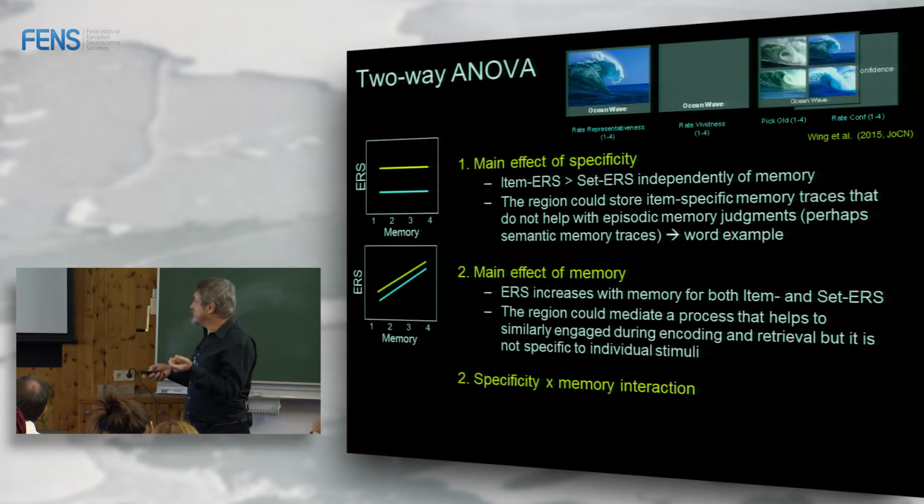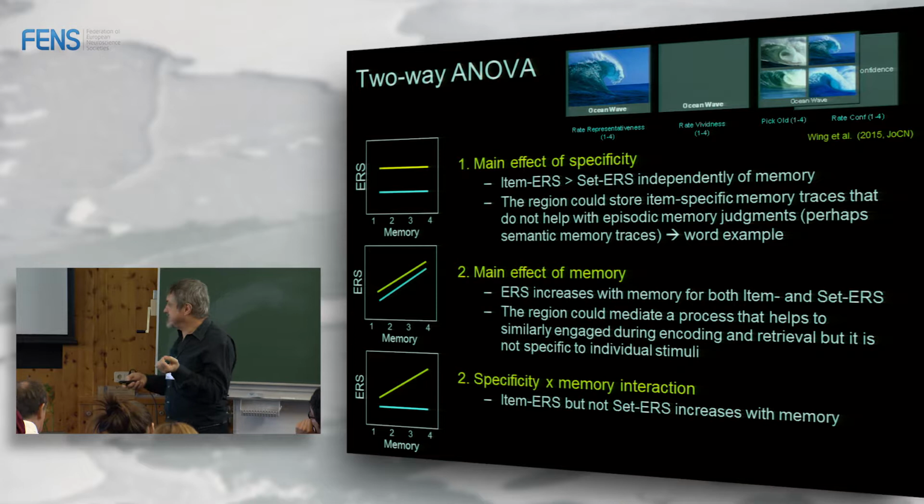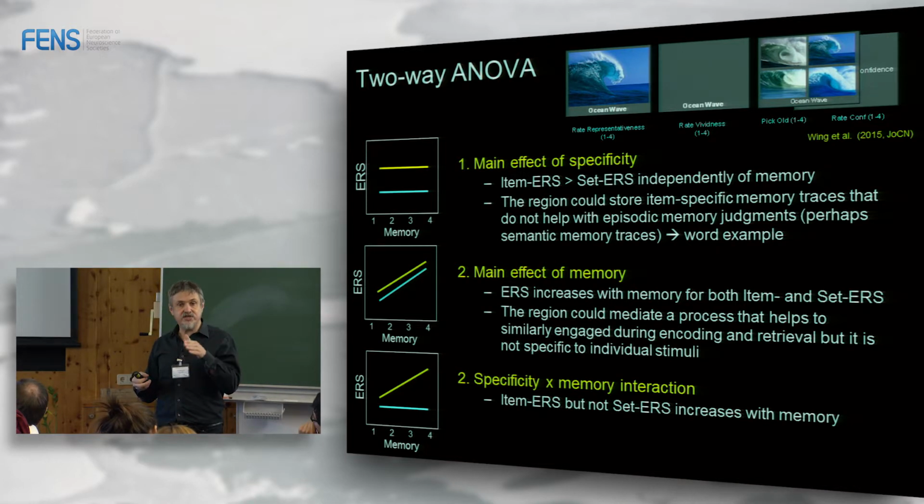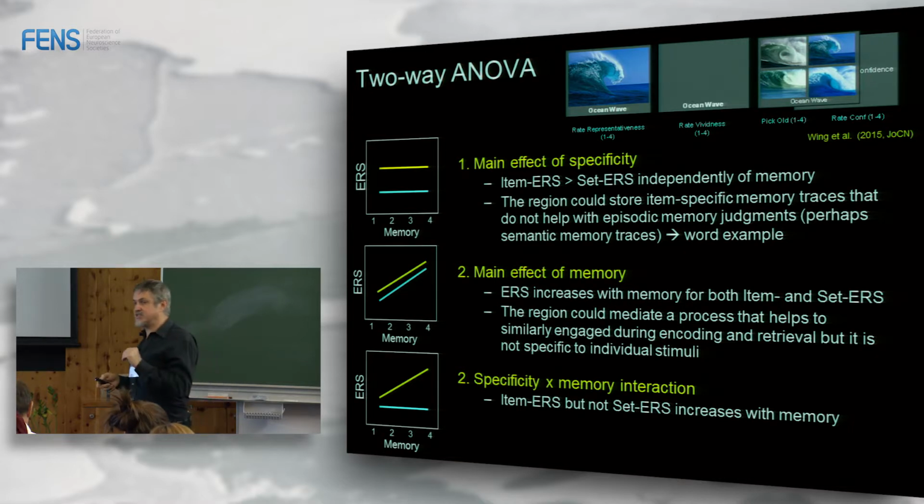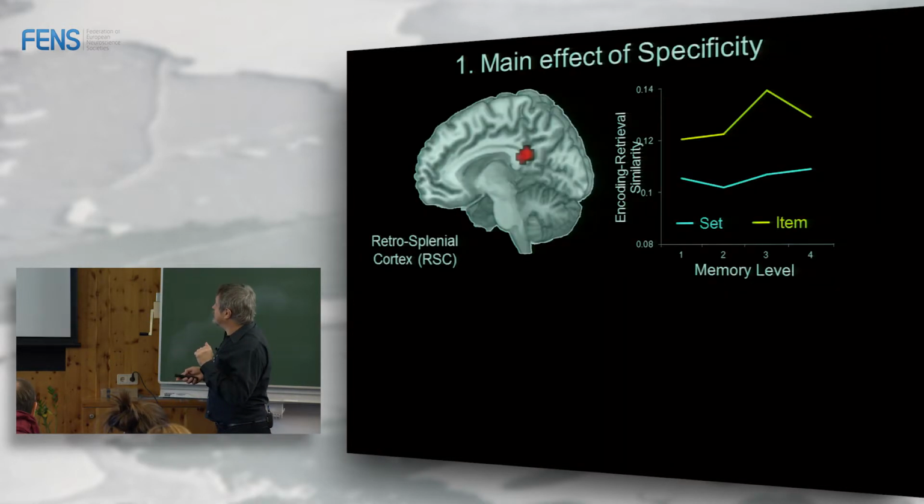And finally, our goal is to study the memory by specificity interactions, which are the regions in which the similarity contributes to memory, but only when you look at the item level. And those are the ones we think are the ones storing episodic memory representations, right? Because those are the ones in which your memory is better, but only when your pattern is for one specific picture, only when that representation matches the encoding similarity. Is that clear, the idea? Okay.